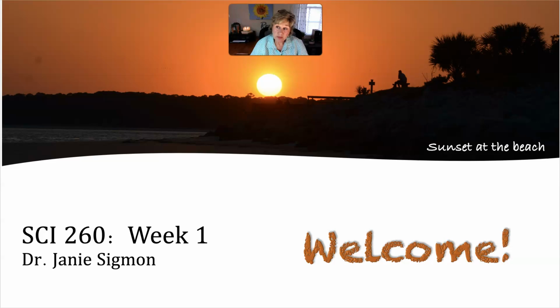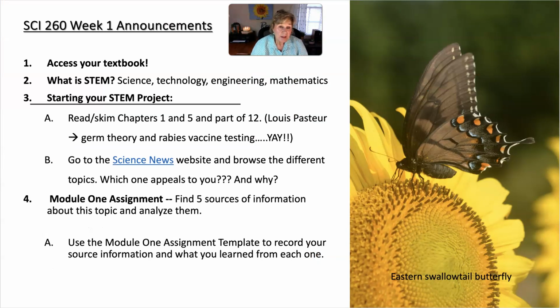All right, so let us get started this very first week. The first thing that you need to do is access your textbook. Now, I know that you can order a physical copy. This is what it looks like, Science and Society. I have no idea if you can get a digital copy. I hope so, but I guess you will figure that out, and somebody could let me know. That would be great.